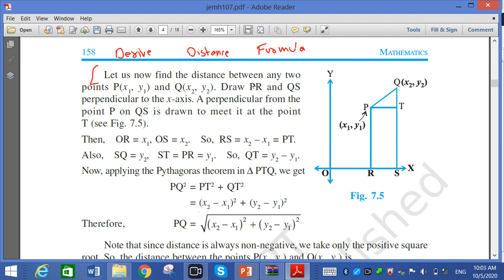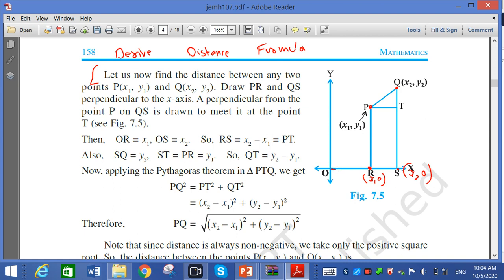Let us now find the distance between any two points. In coordinate geometry I took a point P, that is x1 y1, and a point Q, that is x2 y2. Now we discussed that this value will be the same here. So here I write x1, 0, and here x2, 0. On R the value of y is 0. So x1, 0 and x2, 0.